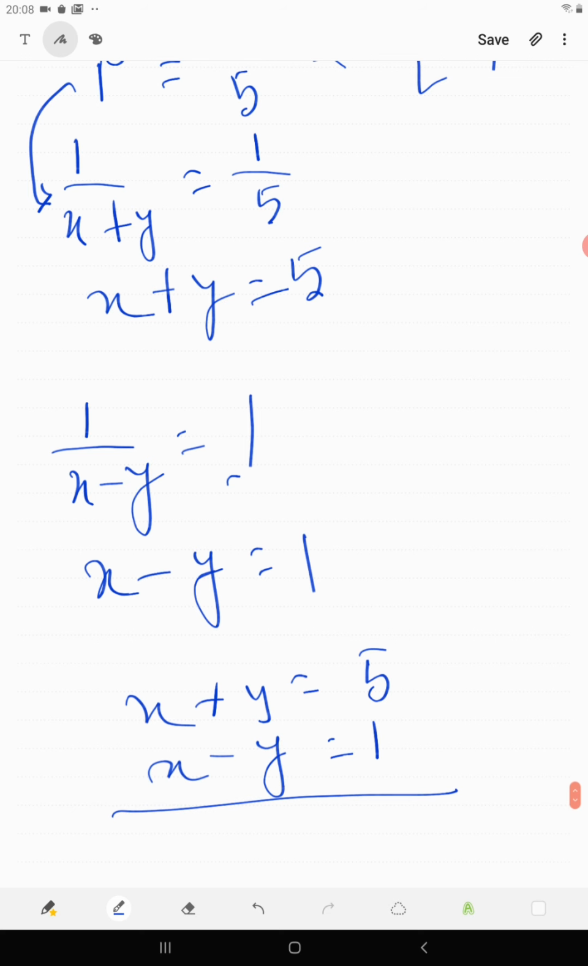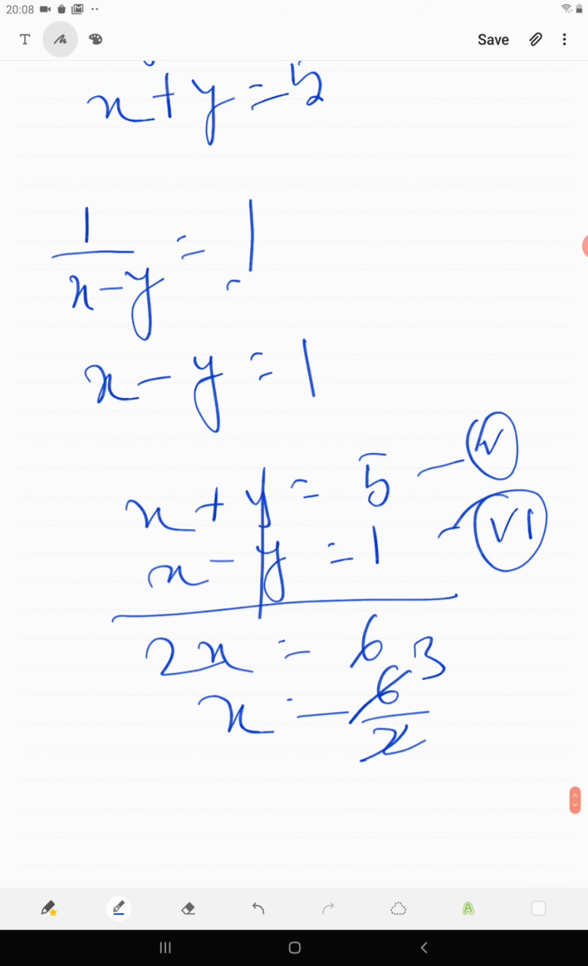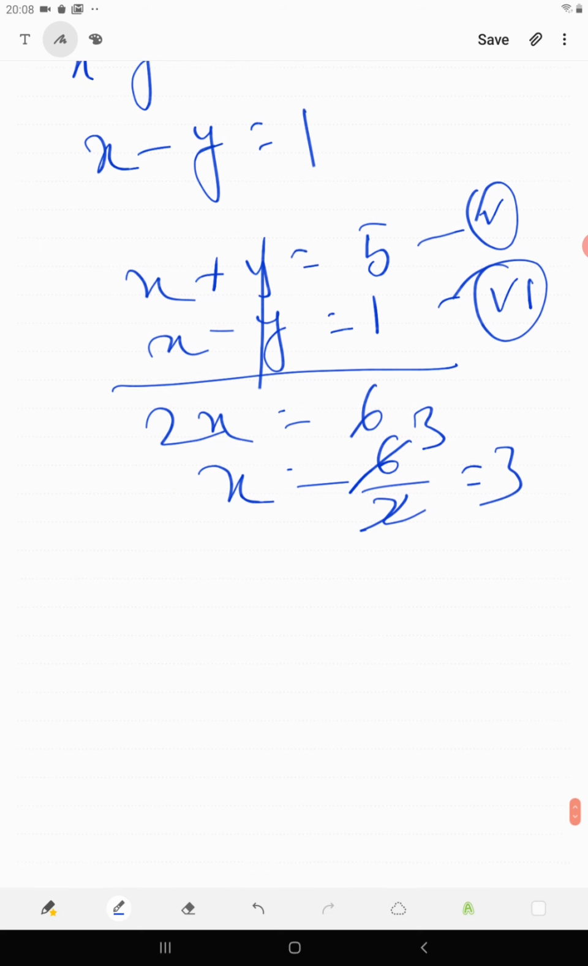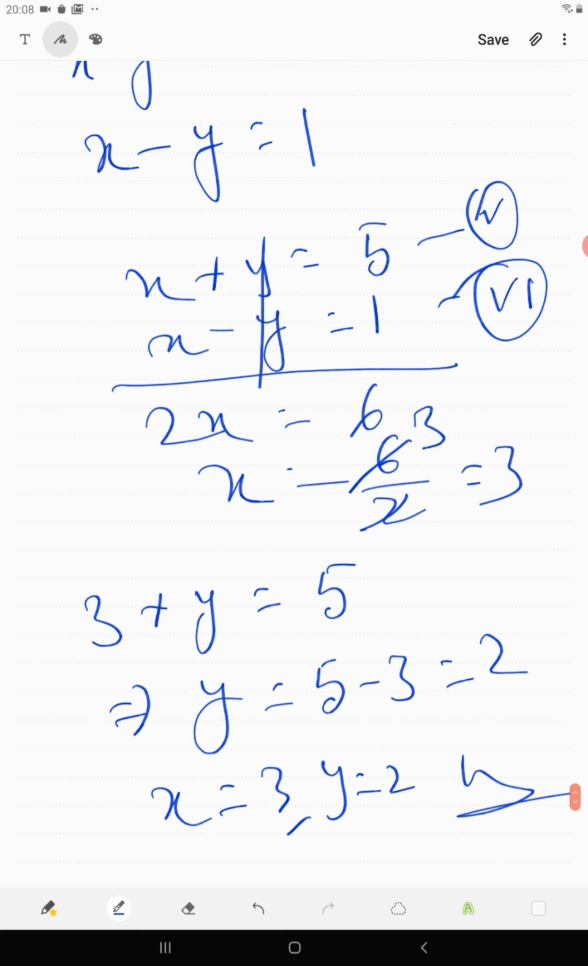So add it up. So this is equation 5, this is 6. Okay, so add it up. This one, 2x equals 6. So x equals 6 by 2, we got 3. Now put this 3 in equation 5. So what we will get? 3 plus y equals 5. So y equals 5 minus 3, that is 2. So we got x equals 3 and y equals 2. Answer.